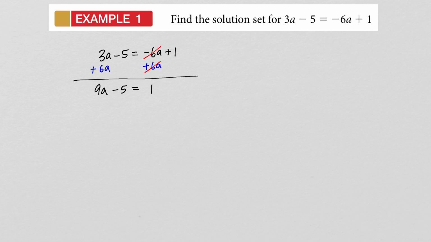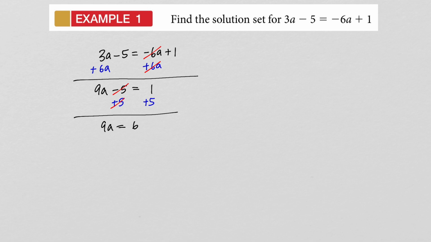So we now have 9a minus 5 is equal to 1. Now what I want to do is get the negative 5 on the other side of the equation. So I only want my a on the left-hand side of the equation. To get rid of the negative 5 there, let's add 5 to both sides. Now I'm adding 5 because negative 5 plus 5 is 0. And we have 9a, and on the other side equals 6.